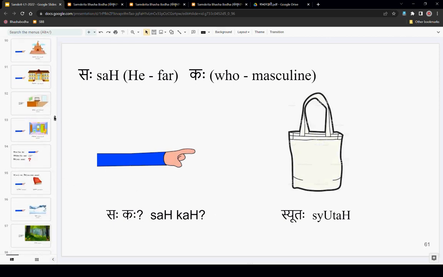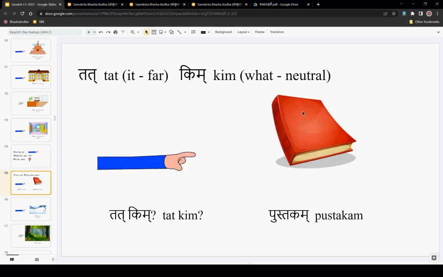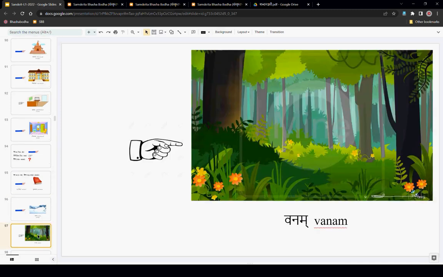So continuing this format, if it is a Napunsakalingam, what happens here? Tat kim, right? Or etat kim. Tat kim asti or etat kim asti. For example here, tat pustakam asti. Similarly, tat kim asti, tat jalam asti. Right?